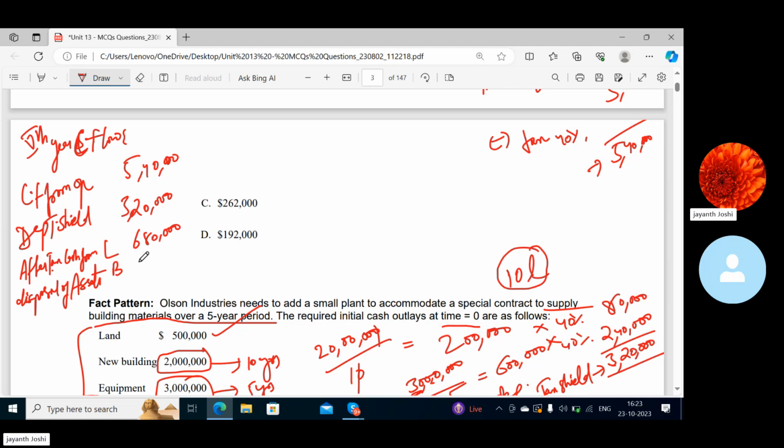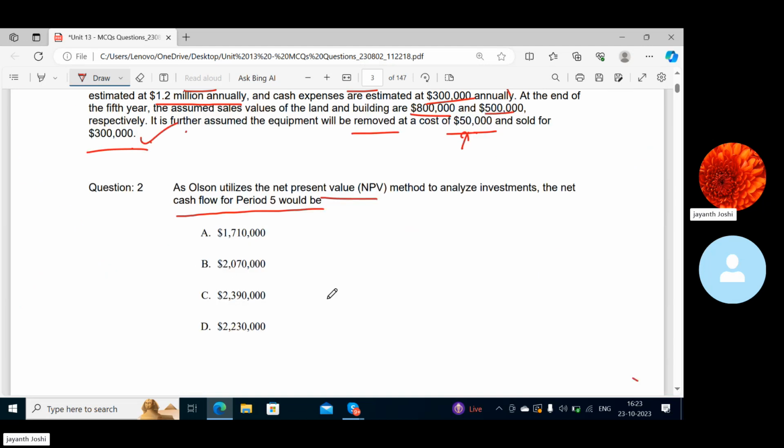From land is 6 lakh 80. From building is how much? 7 lakhs, right? Yes. From equipment it is how much? 1 lakh 50. Just add them up and tell me. 23 lakhs 90,000. This is the answer. Massive question. Okay, note it down.